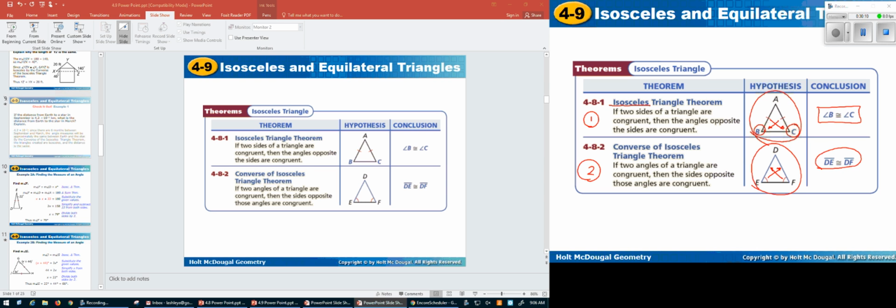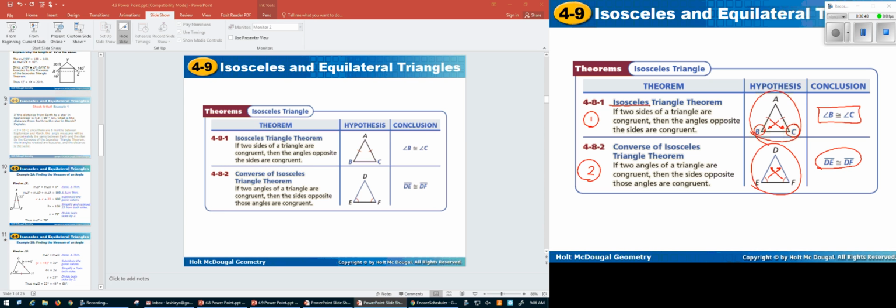So I'll draw another picture up here. ABC. And this time, if these two angles are congruent, which two sides must be congruent? BC and AC, or CA. These two. Okay, not the one that's in between the two angles, but the other two sides across from them. Okay, that's this theorem. Any questions on the isosceles triangle theorem or its converse?